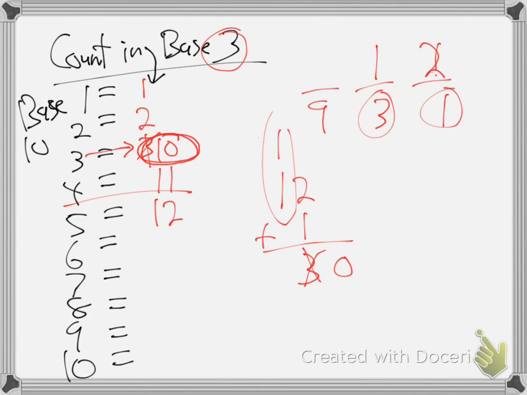Next column, 1 and 1, 2. So 2-0. Is that really 6? Is 2-0 really 6? Yeah, it's 2 3s and no 1s. That's 6, huh? Is this making sense? Getting the hang of this?